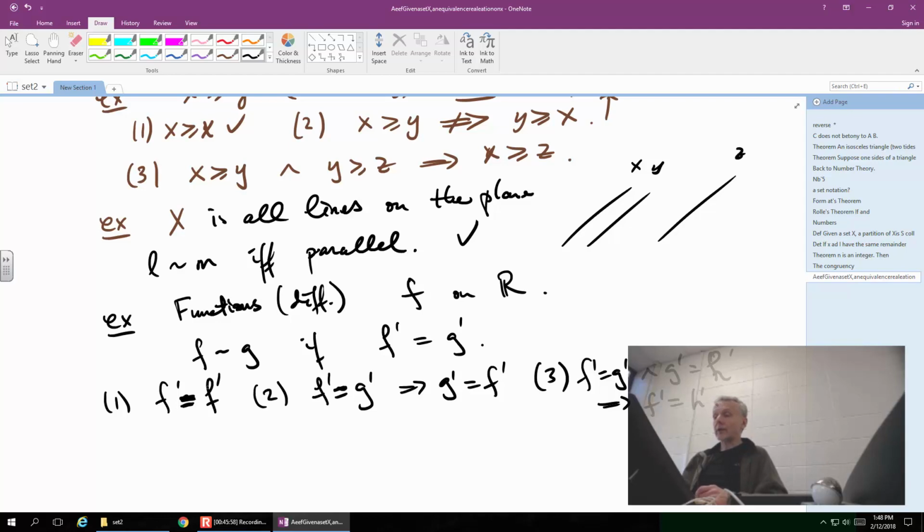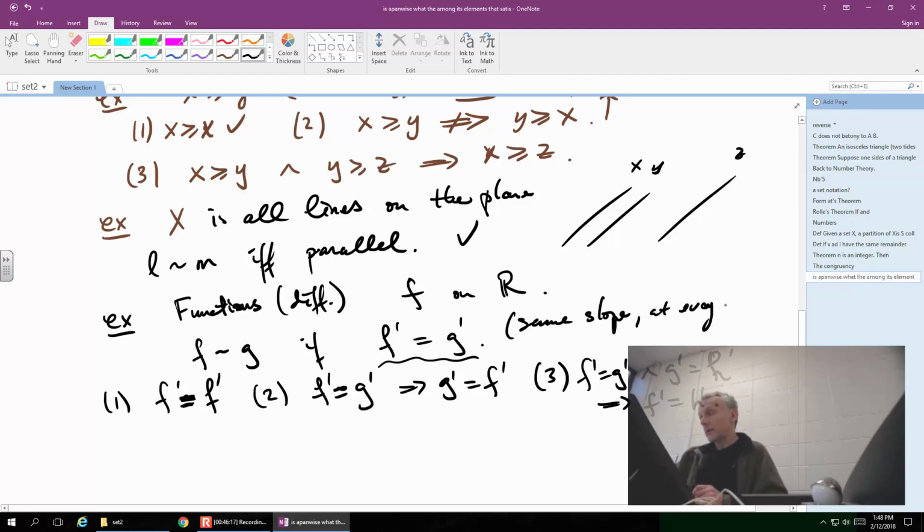Two functions having the same derivative. What's the relation between them? The same slope. Yes, at every point. So indeed, that's exactly what this says. Same slope, but what's important is at every point.